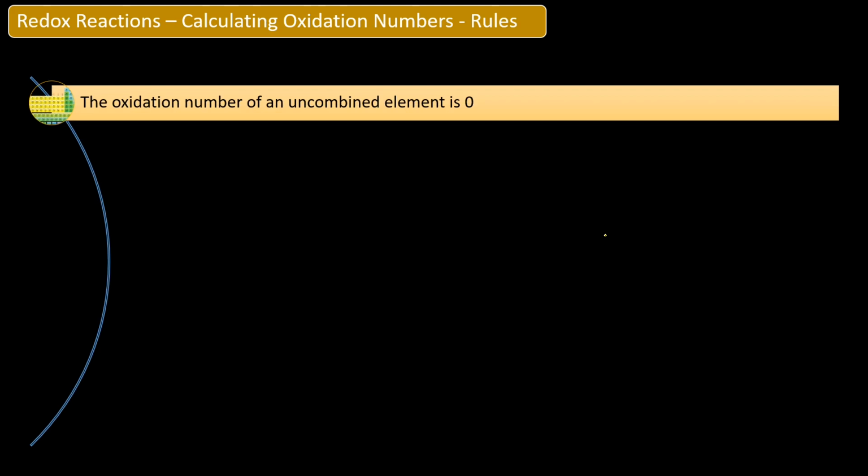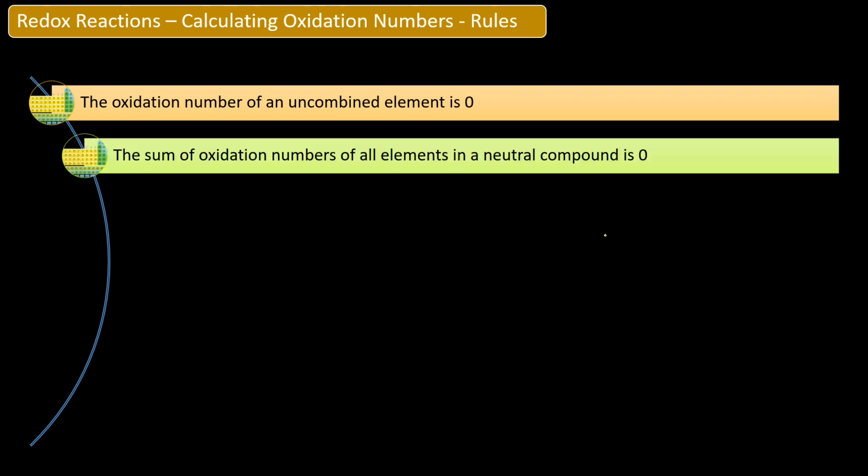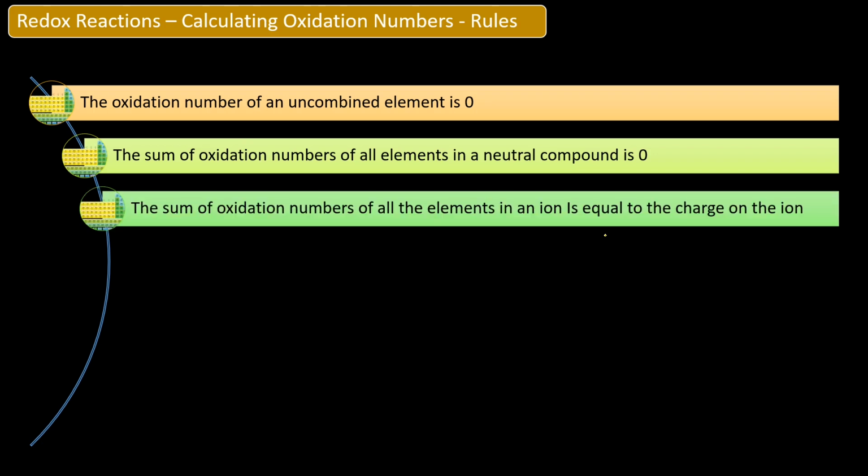Always, the oxidation number of an uncombined element is 0. It is 0 because there is no gain or loss of electrons in an uncombined element. And similarly, if we are talking about a neutral compound, even then the sum of the oxidation numbers of all the elements making up the compound is 0. But if we are talking about an ion, then the sum of the oxidation numbers of all the elements in the ion will not be 0, but it will be equal to the charge on the ion.